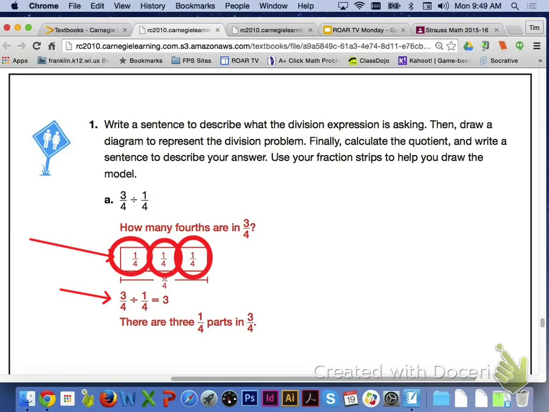The last thing then that you finally have to do is write a sentence to describe your answer. There are 3 1/4 parts in 3/4. So that is the final step that you have to do. What I would like you to do is, with your group members, answer letters B through E for number 1.